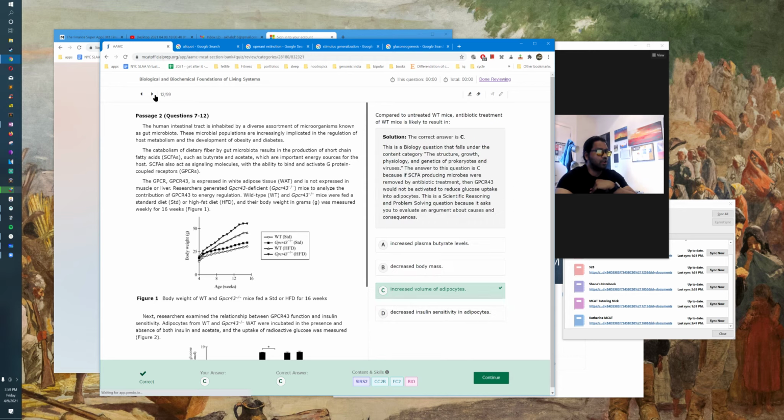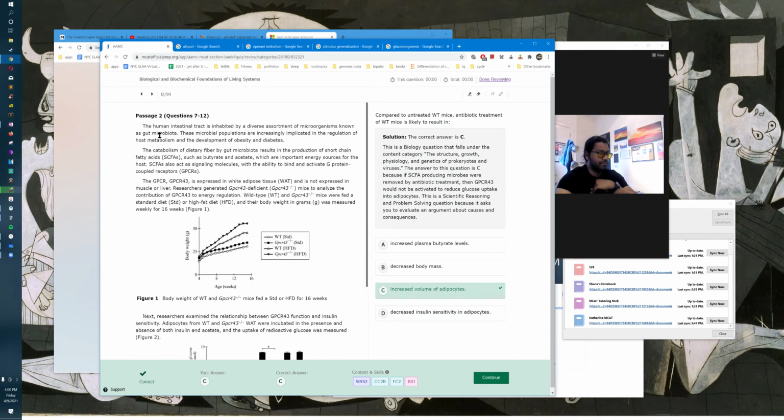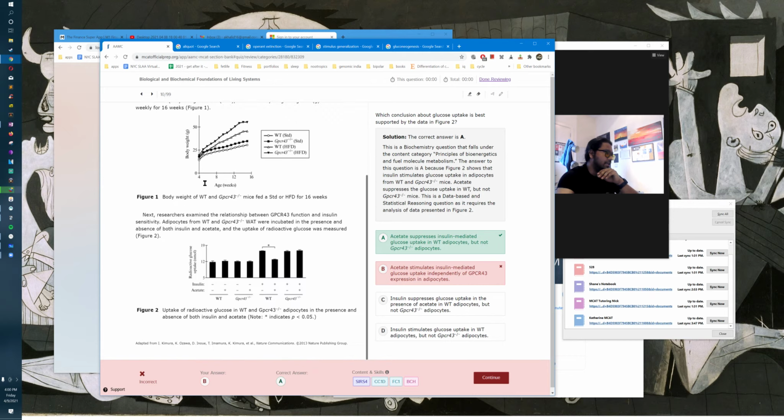What does the question start with? Because my 12 is compared to. Oh no, yeah, it's first 10 and then 12. Okay, 10. All right, let's see. What conclusion about glucose uptake is best supported by the data in Figure 2? So I'm going to read a little bit above. Relationship between GPCR43 function and insulin sensitivity. Adipocytes from wild type and the mutants that don't have GPCR43.